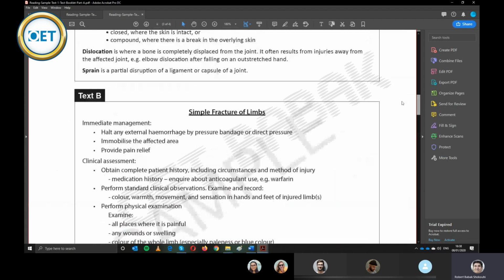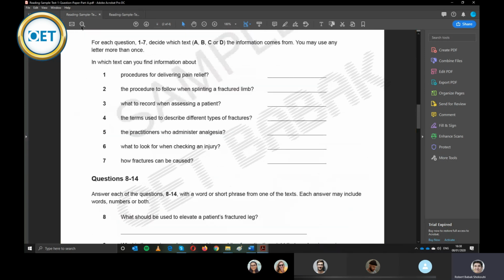Okay, so if we go to the question, procedures for delivering pain relief. And where is it? In text A, B, C, or D? Can you guess? Maybe C. C for treatment. Okay, maybe C. Splinting fractured limb. Splinting fractured limb. I think D. D, it's a procedure, okay?